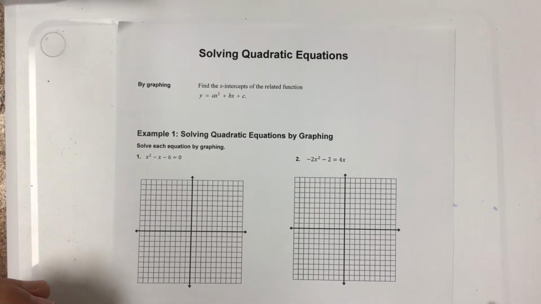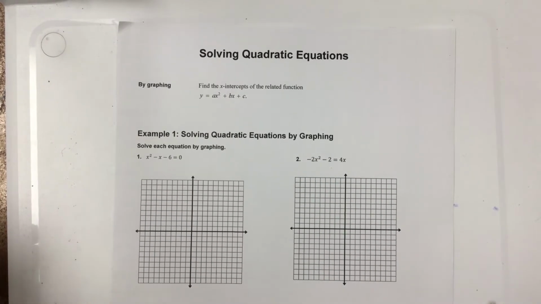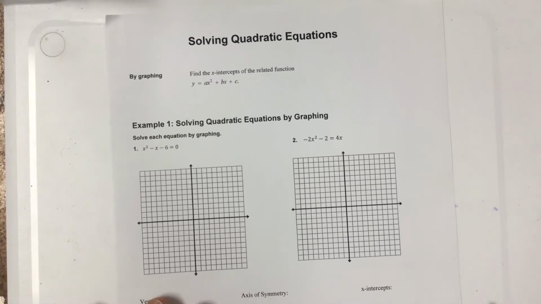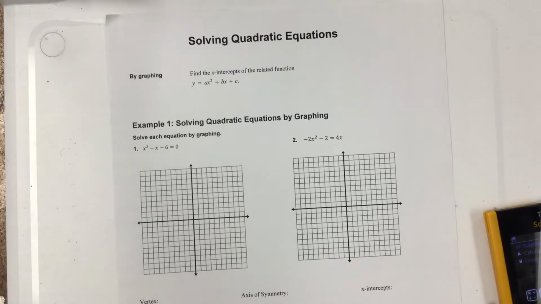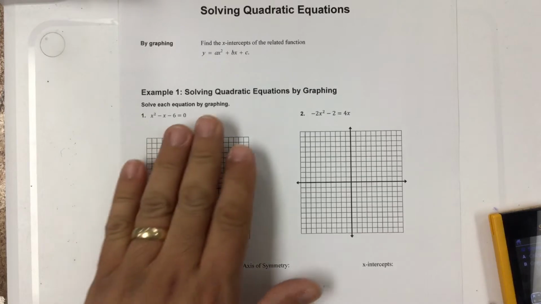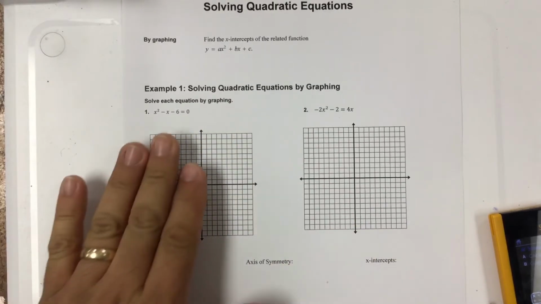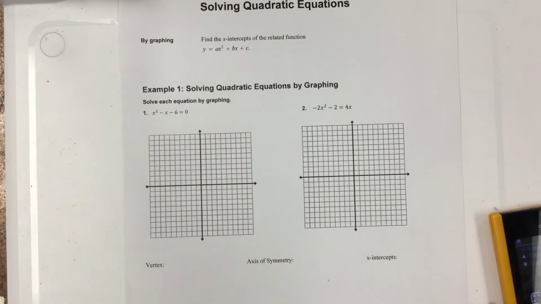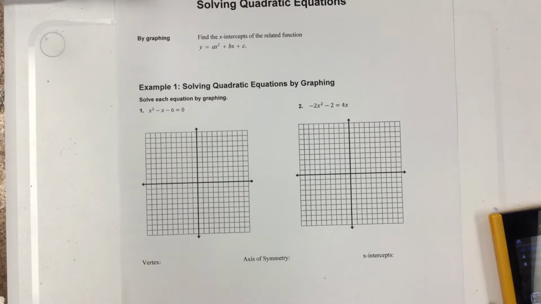All right, so these are going to be the notes for solving quadratic equations. Right here you see it says find the x-intercepts of the related function of y equals ax squared plus bx plus c. Now we take a look at what we have right here, and it says solve the quadratic equation by graphing, and it gives us the equations, and then we have to just graph it and solve it. So this is going to be actually done in the calculator, okay?